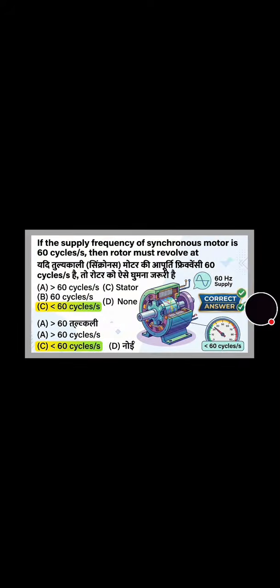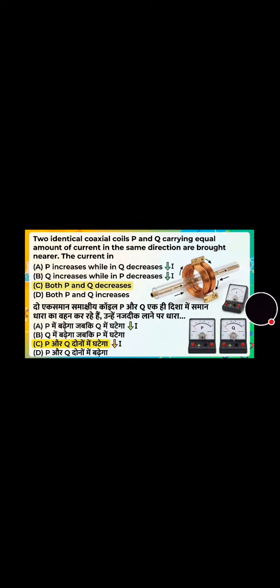That's why option D is the correct answer. Now let's move towards the next question. Question on the screen. If the supply frequency of synchronous motor is 60 cycles per second, the rotor must revolve at how much? And its correct answer is option C, that is 60 cycles per second. Now let's move towards the next question that is on the screen.